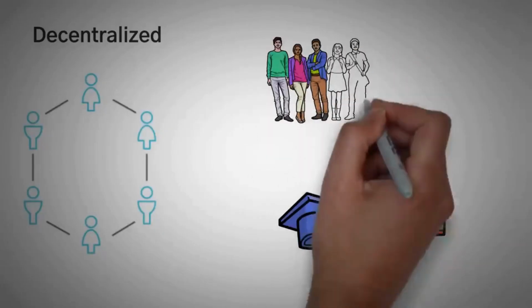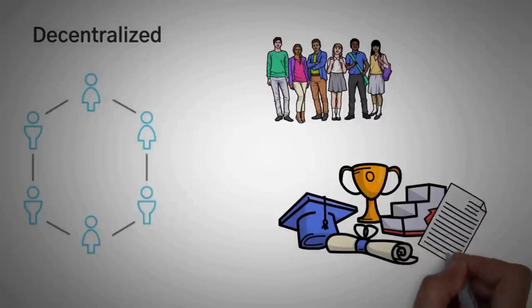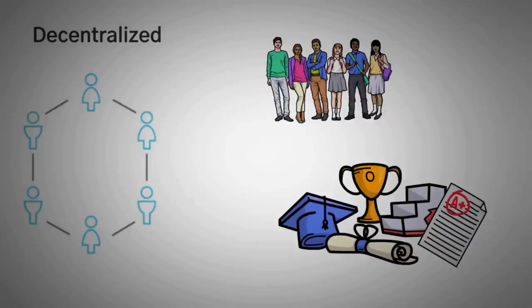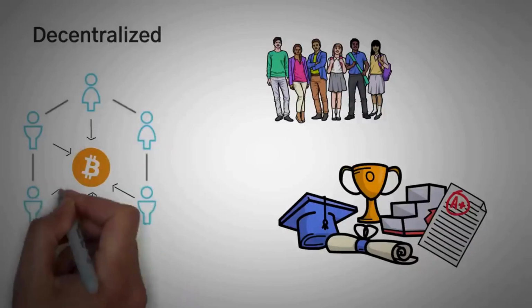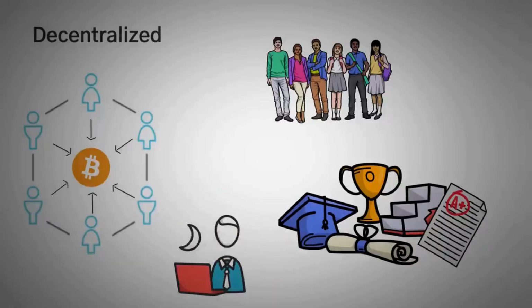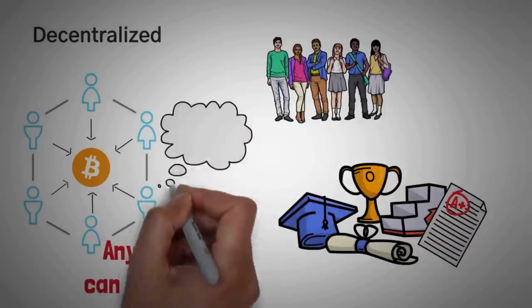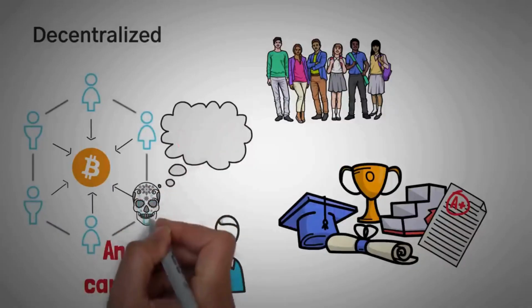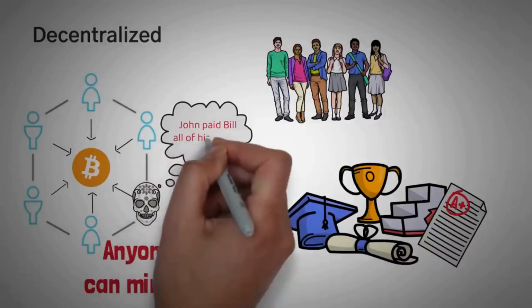Imagine if all of your classmates were allowed to look at the answers on the test and give you a grade based on your papers and your tests. Imagine if they could vote on what grade you got instead of just your teacher. Now this is essentially what decentralized means. Instead of one person having a list of all the Bitcoin transactions, literally anyone who wants to can have them and look at them. And not only that, because this is the important part, anyone can mine and actually vote on the blockchain. This means they can say, Bill really did pay John $50. Or they can make fake transactions and say, John paid Bill all of his money.